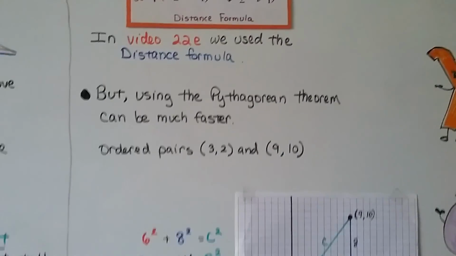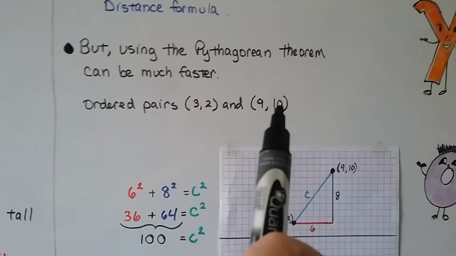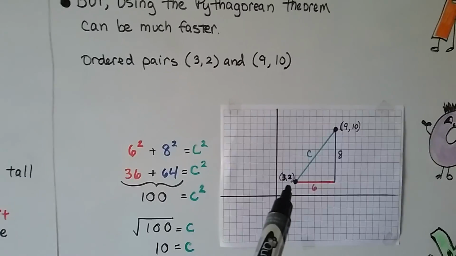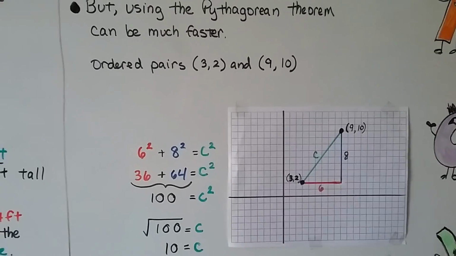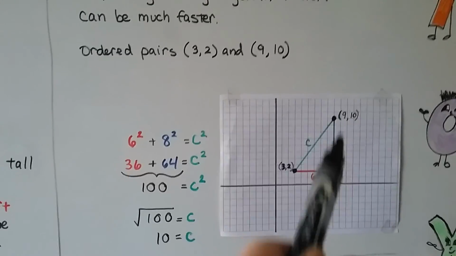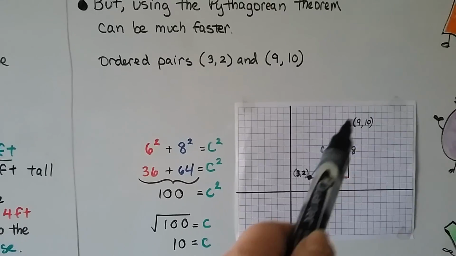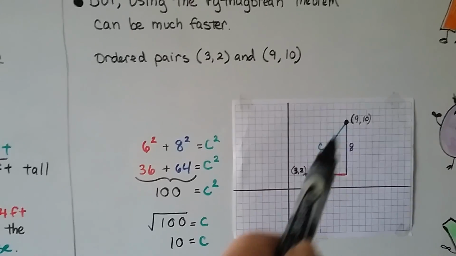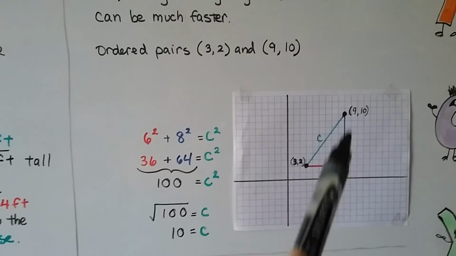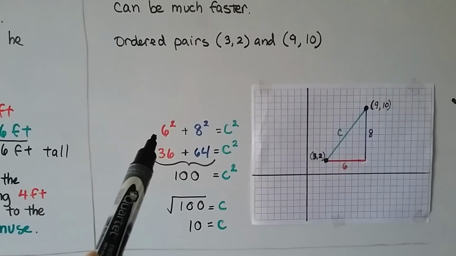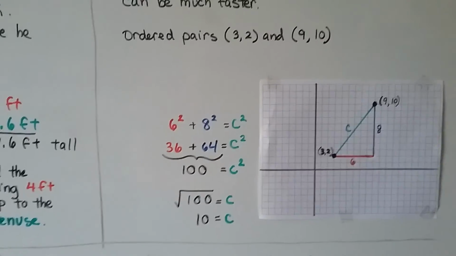If we have ordered pairs, x is 3, y is 2, and x is 9, y is 10, that puts a point here for the 3, 2, and a point here for the 9, 10. All we have to do is connect them into a right triangle and use the Pythagorean theorem, and we can find the distance of this slant, of this slope right here. This is 6 units this way, this is 8 units this way, so we have 6 squared plus 8 squared is going to equal that distance between those 2 points.